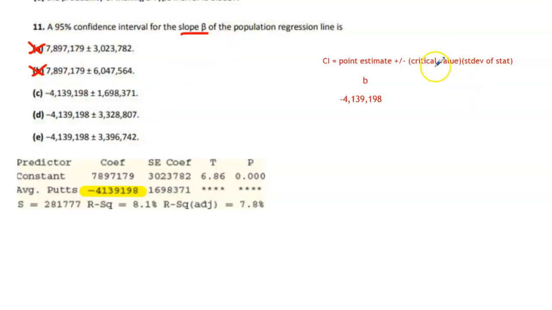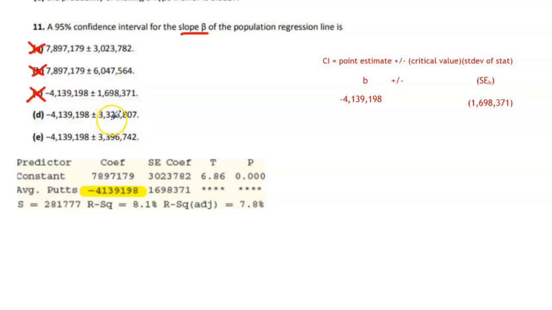Next, I have to figure out what the critical value is and the standard deviation of the statistic. Well, I know the standard deviation of the statistic is going to be right here. That standard error coefficient of average putts. That's 1,698,371. We can be relatively sure that the critical value isn't just going to be 1. So we can say that this is probably not the right answer either. So we can cut this one off. So now we're stuck between 2.